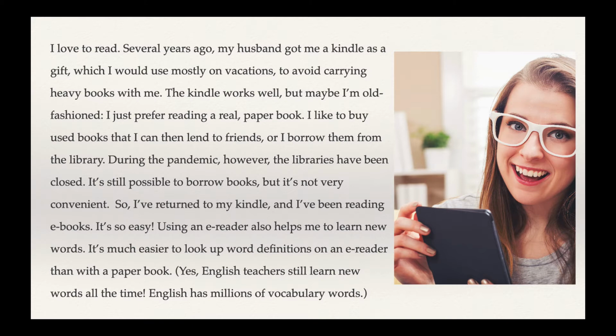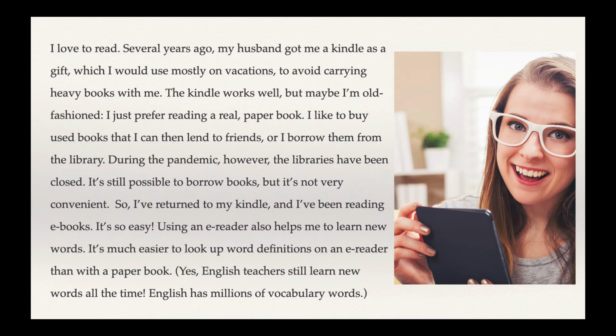During the pandemic, however, the libraries have been closed. It's still possible to borrow books, but it's not very convenient. So I've returned to my Kindle and I've been reading ebooks. It's so easy. Using an e-reader also helps me to learn new words. It's much easier to look up word definitions on an e-reader than with a paper book. Yes, English teachers still learn new words all the time.